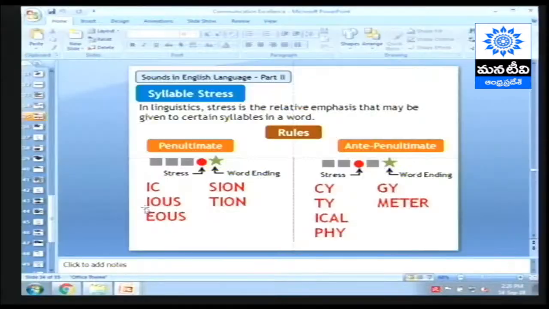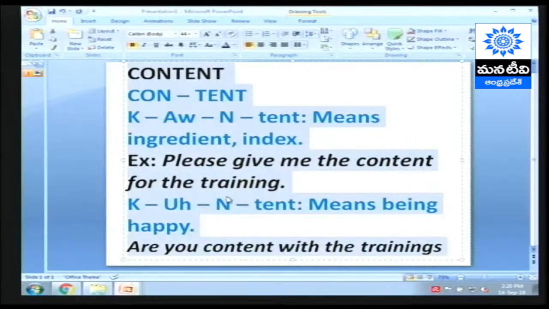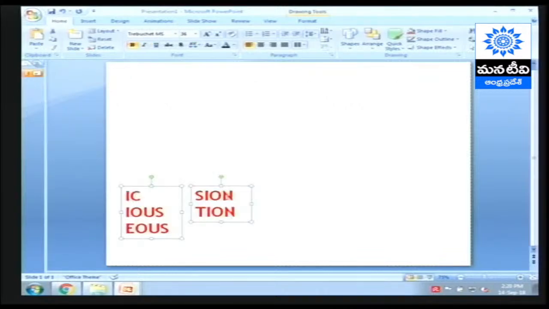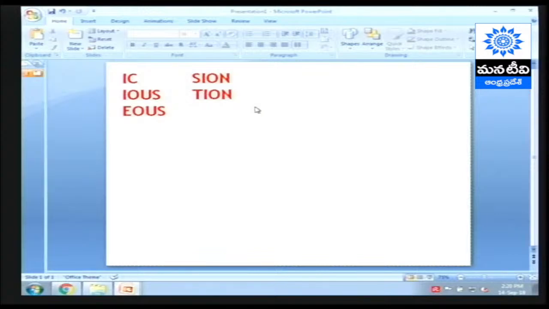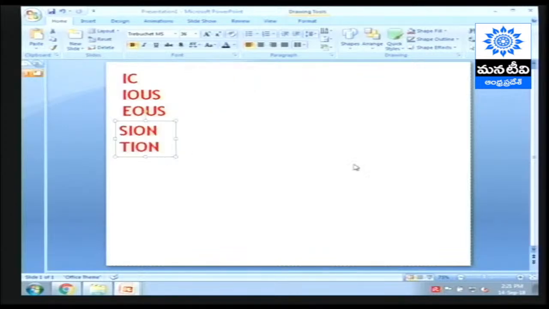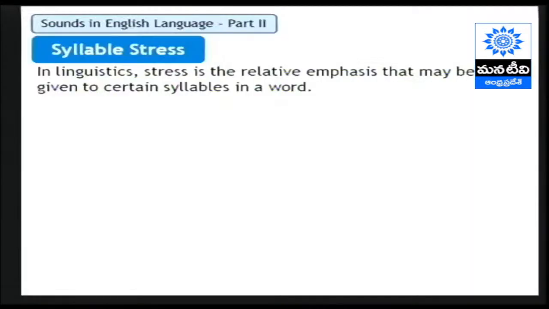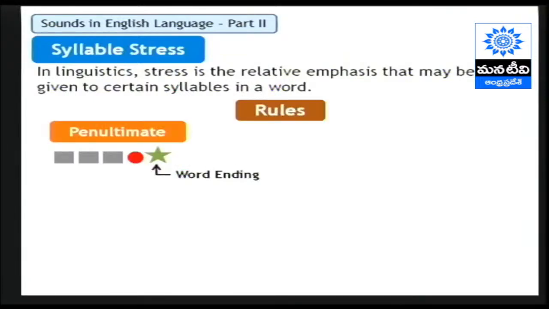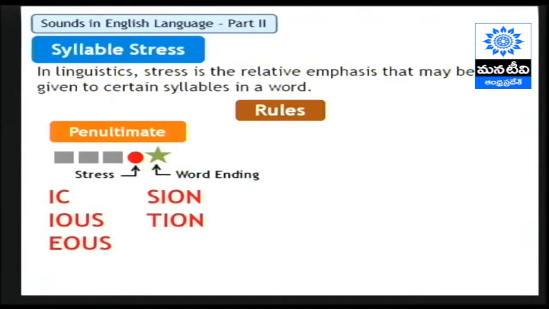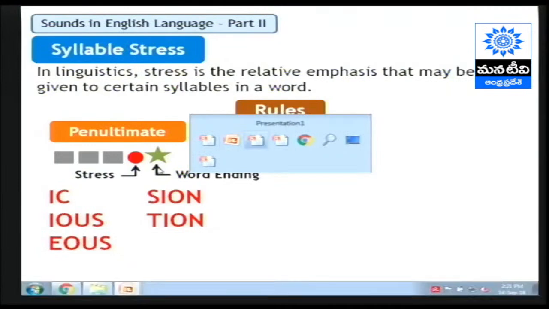Let me show you an example that will help you understand what I mean by this. Okay, we are learning about, let me bring this down. Which rule we are looking at? We are looking at penultimate rule. When you have any word that's ending with IC, IOUS, EOUS, SION, TION, the stress should be on the second last syllable. So let's take a quick look at it.